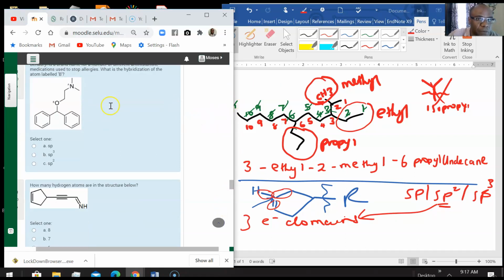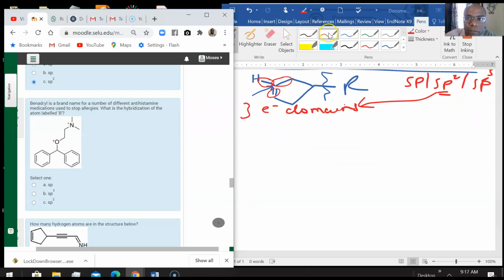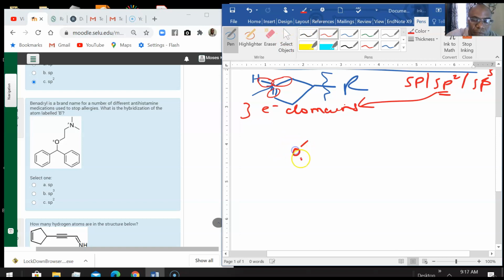Benadryl is a brand name for a number of different antihistamine medications used to stop allergies. What is the hybridization of the atom labeled B? So you're looking at the oxygen. The oxygen has no charge right now, so I'm just going to call the rest R's. We are looking at this oxygen B. There must be 2 lone pairs. Why? Because it has to have an octet. You have 2 bonds, meaning you have 4 electrons. You draw the missing, implied electrons, which makes 2 lone pairs.